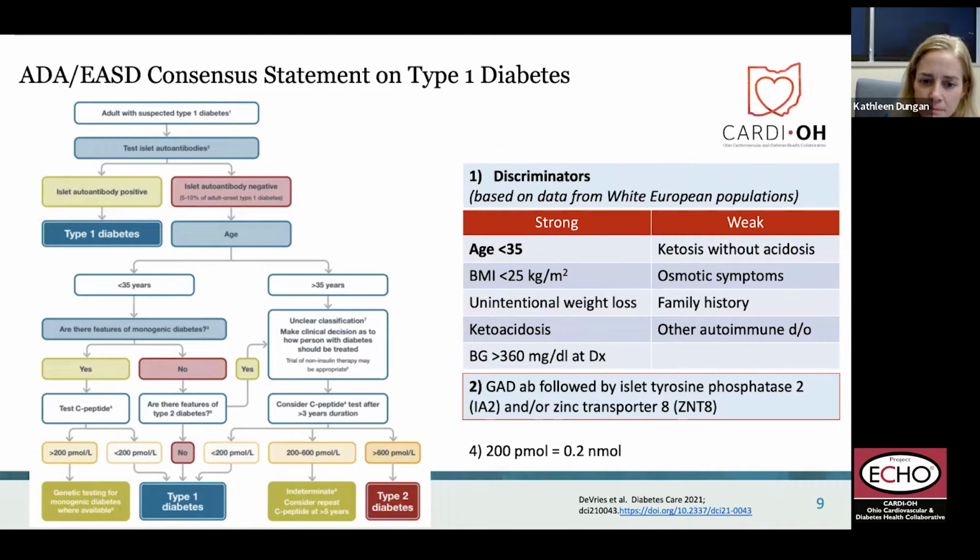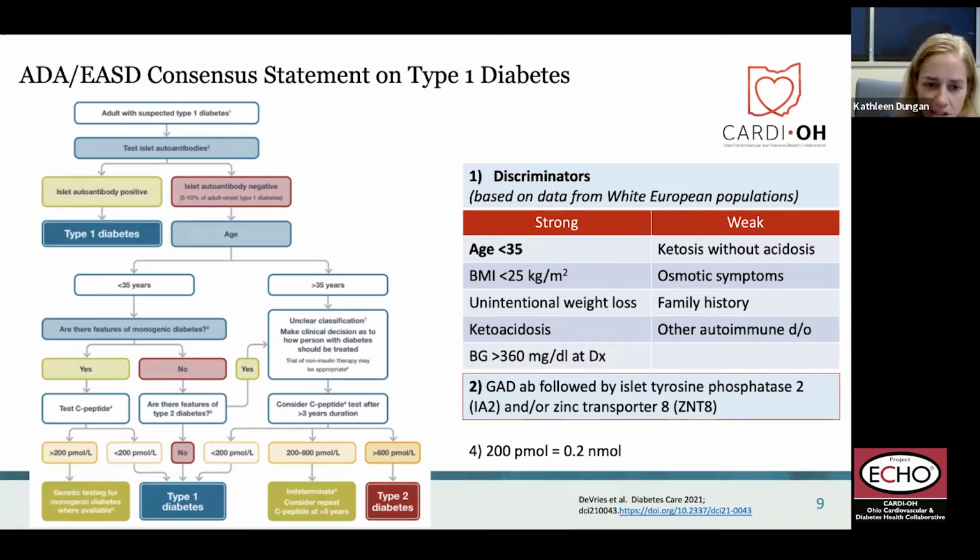You can consider what is the overall balance of risk factors. You might trial non-insulin therapies. And importantly, these are people that you might need to check a C-peptide periodically to see if it's declining. So note that about 5 to 10% of people who have type 1 diabetes don't have any autoantibodies.